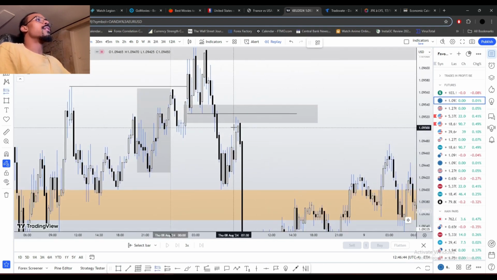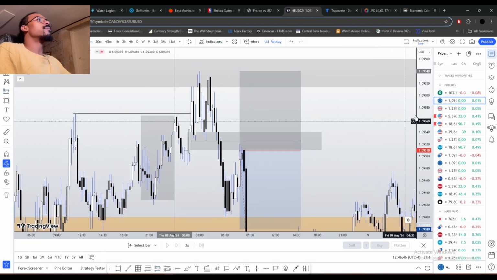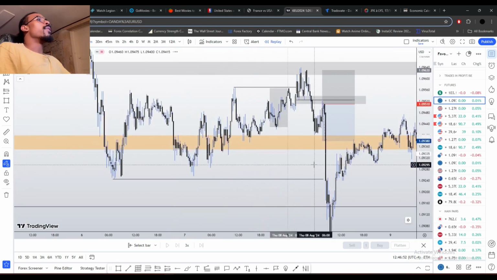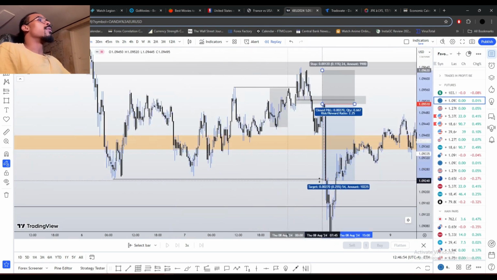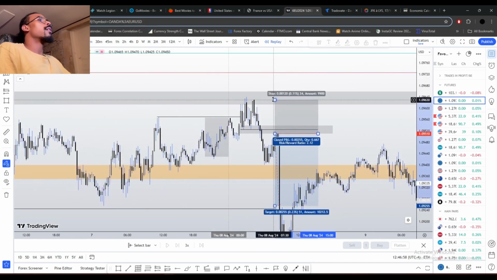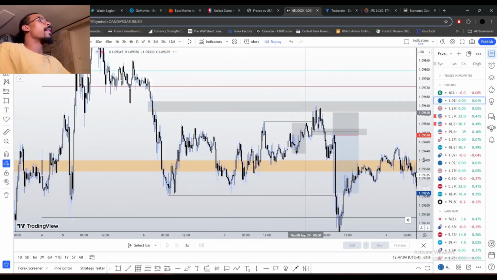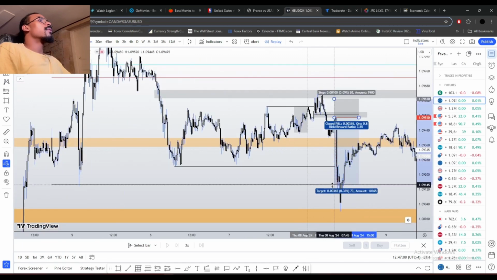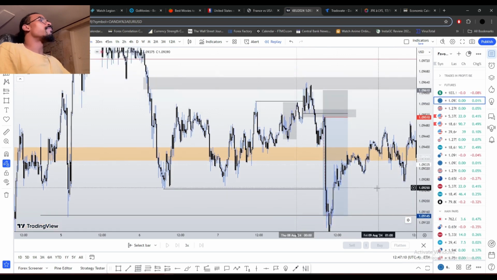My entry short was here. And then my target was down here. I think my stop loss was there. Okay. Clean run. That was my target.